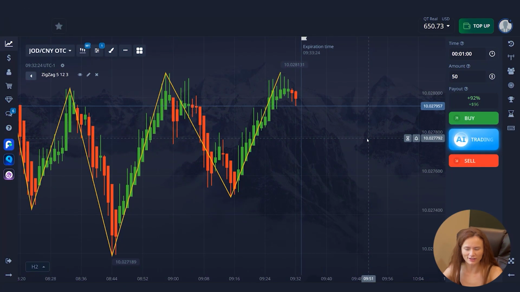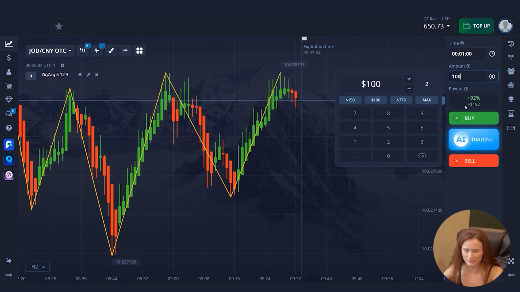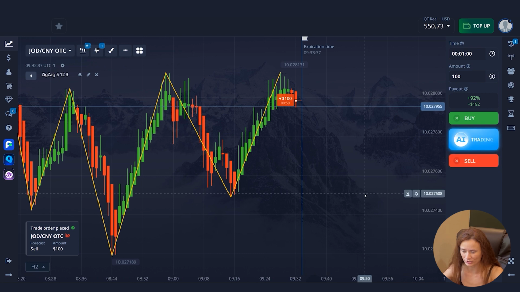Starting with this situation, and I think we can make profit. Trading time will be 1 minute and trade sum will make $100. And I think now the price will go down, so I press the red button to open a trade.